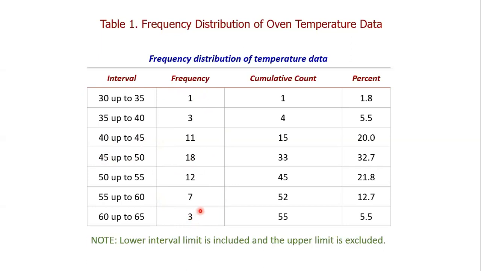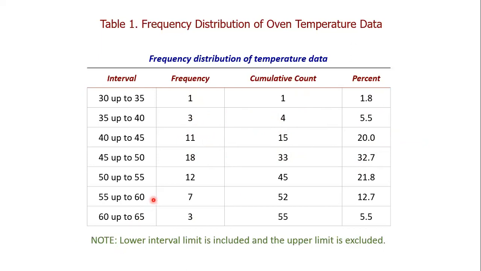So let's see how many of them we have. This is 10, 30, 40, 51, and 55. So there are 55 data in total, right? And this is the cumulative count. If you make an analogy to the probability distribution, this is just like the CDF. How do you find the cumulative count? 1 plus 3 is 4, 4 plus 11 is 15, 15 plus 18 is 33, and so on. And here we have the percent. How do you find the percent? 1 divided by 55, 3 divided by 55, 11 divided by 55, and so on. This is how we found the percent.